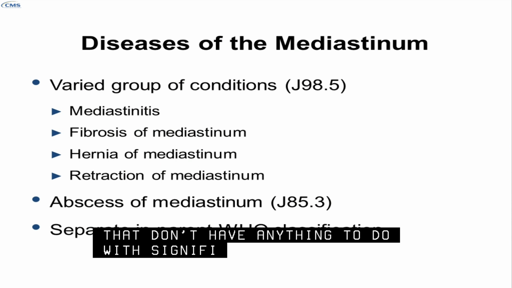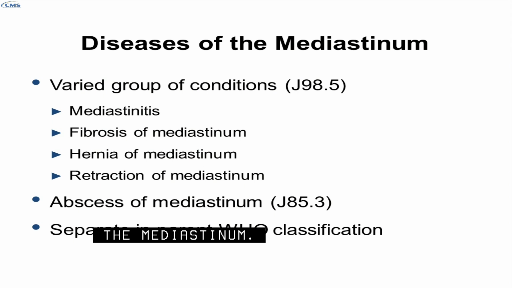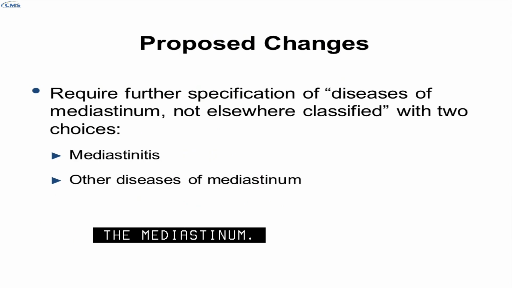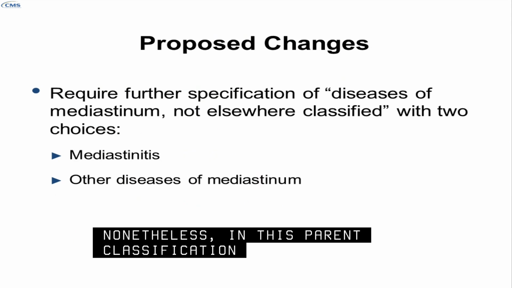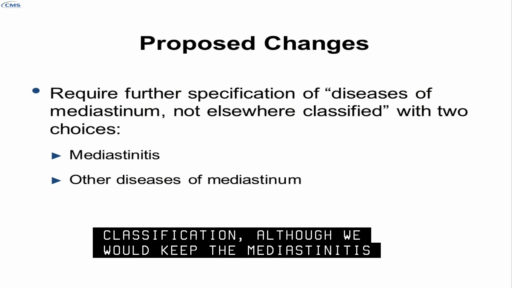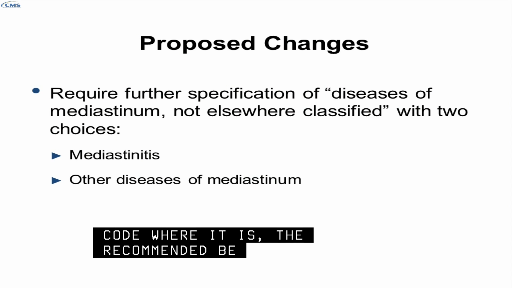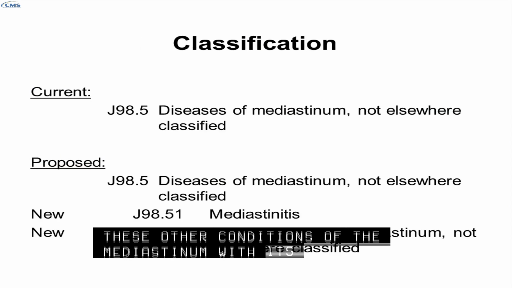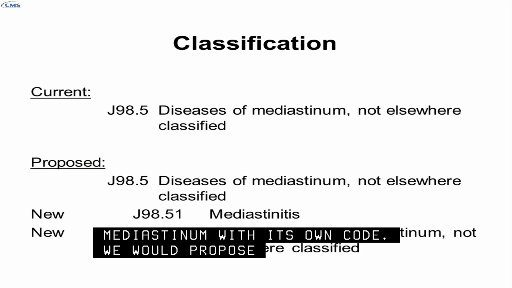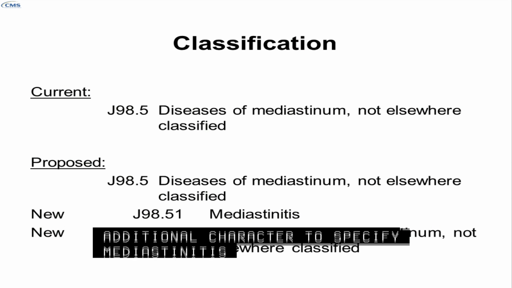Nonetheless, in this apparent classification, although we would keep the mediastinitis code where it is, we do recommend that at least it be separated from these other conditions of the mediastinum with its own code. And so we would propose really quite simply that J98.5 require an additional character to specify mediastinitis versus other diseases of the mediastinum that are not elsewhere classified.